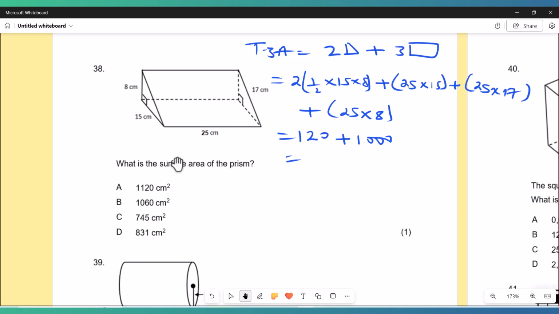1120. So the answer is 1120. 1120. So the answer is A. Hope we are together. Then question 39 here.